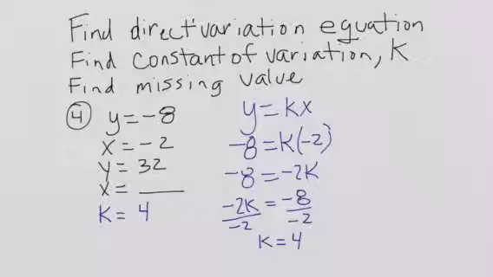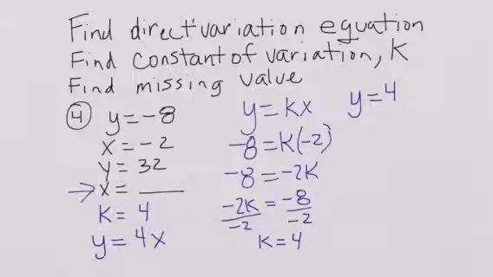If we know k equals 4, now we can write our direct variation equation. So our direct variation equation is going to be y equals 4x, because in order to find our equation, we just have to find k. Now we have to find our missing x term. So we're going to take our direct variation equation, y is equal to 4x, and we're going to plug in what we know. What we know is, in this pair, y is 32. So we're going to put 32 in, is equal to 4x.